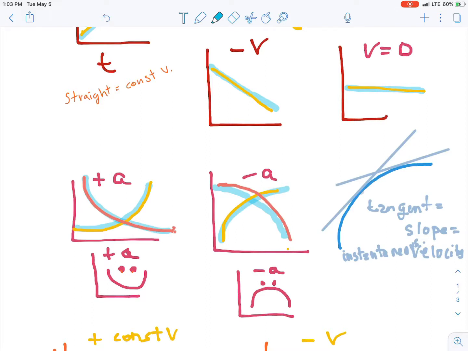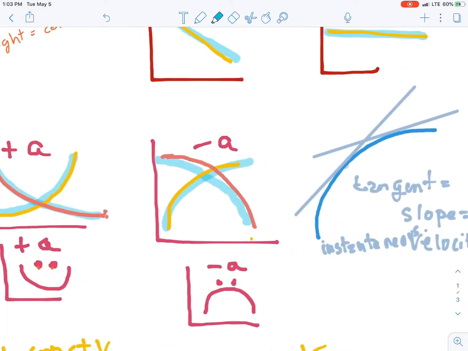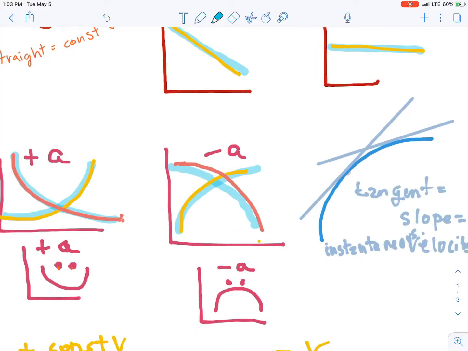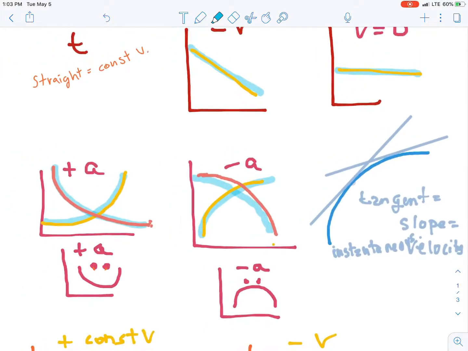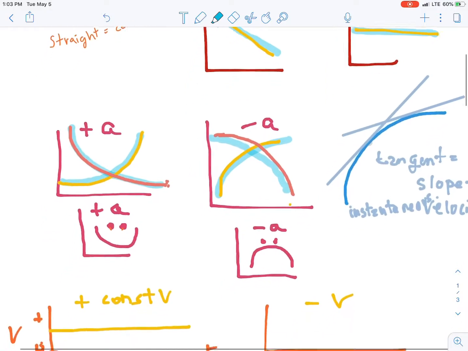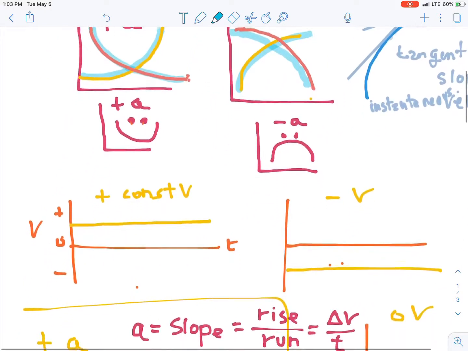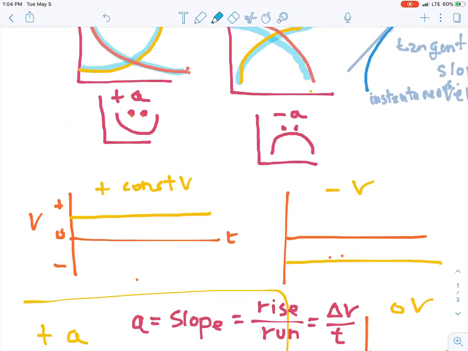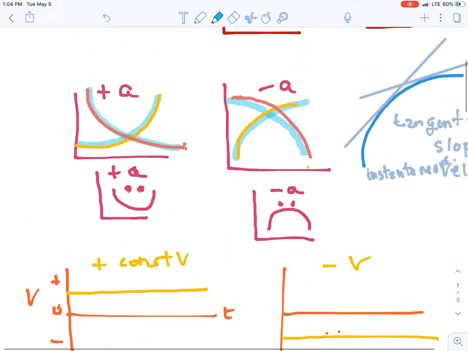I don't think this is on the review, but the tangent of the curve is then, of course, the instantaneous velocity, which means the velocity at that moment. Oh, you want to find the, what else do we have here? Constant velocity, blah blah. Oh, that's a velocity graph.